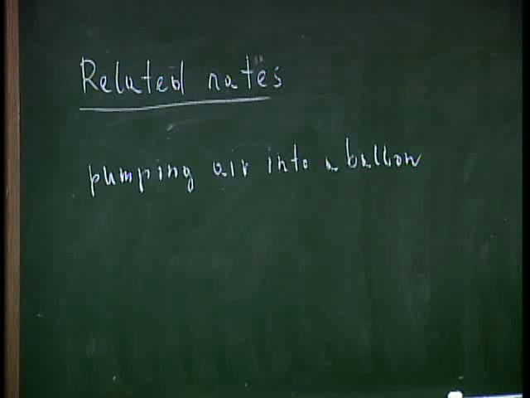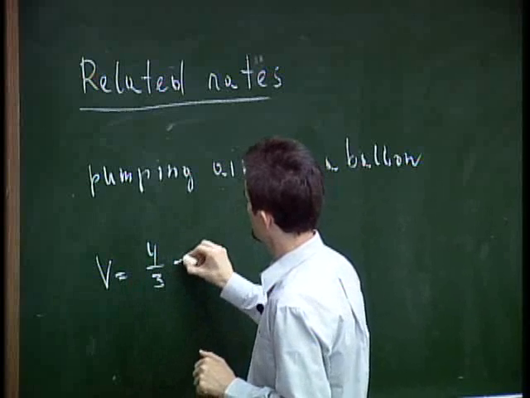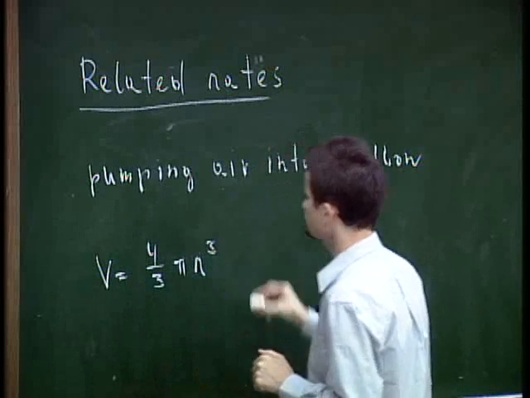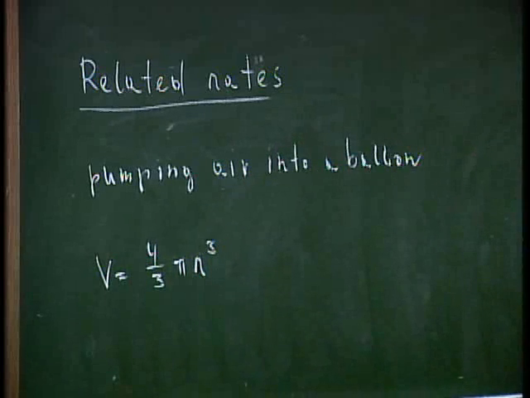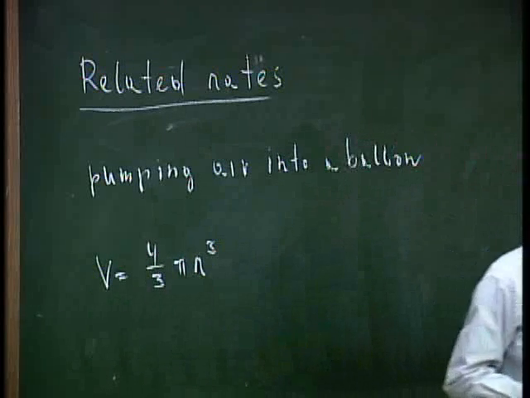But we all know that there is a relationship between the volume and the radius. So we actually start from this relationship. You know that V is equal to 4/3 times pi times r cubed. So this is how you compute the volume if you know the radius.